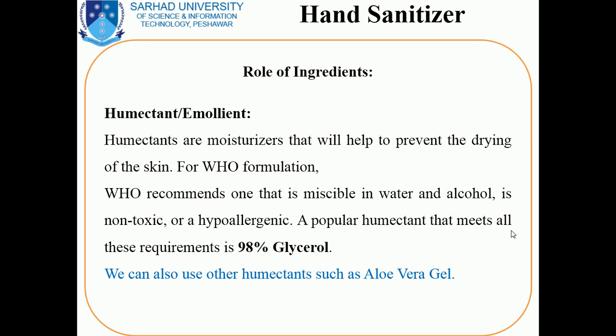It is miscible with water and alcohol, the second is its non-toxic nature, and the third condition is that it should be hypoallergenic, and these requirements are met by 98% glycerol. We can also use other humectants such as aloe vera gel, but WHO recommends glycerol for its miscibility with water and alcohol and the two other characteristic properties, non-toxicity and hypoallergenic nature. So glycerol is used as the emollient.